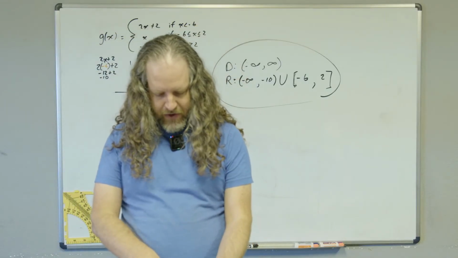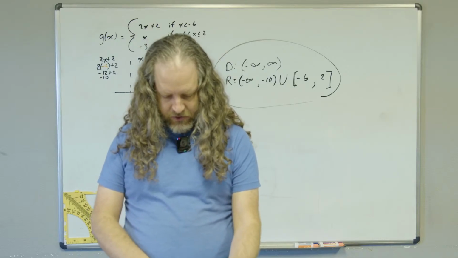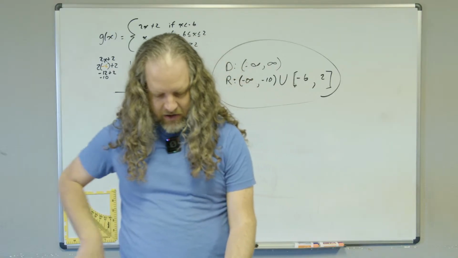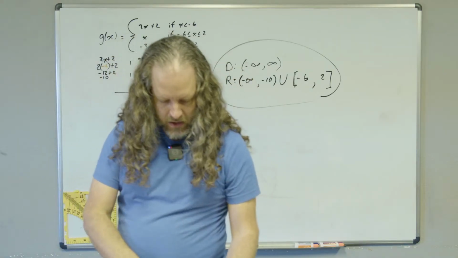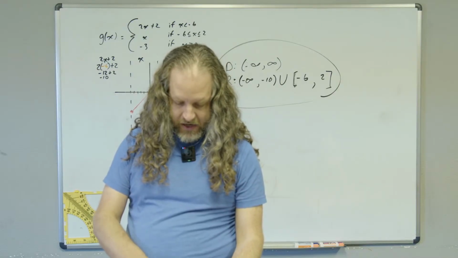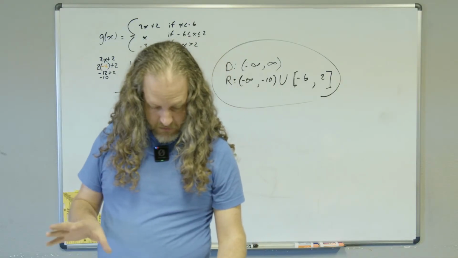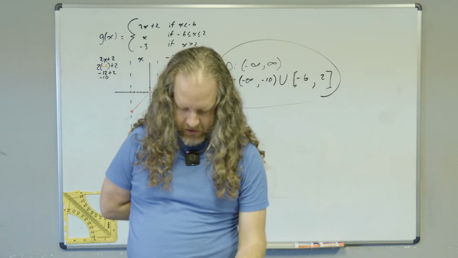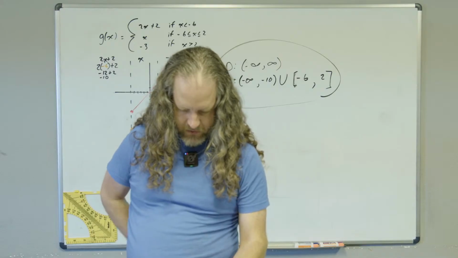24. 6 real zeros and 5 turning points, and they are 0, 6, and 2. 26. 4 real zeros, 3 turning points, and they are 0, 8, and negative 4. 28 has 8 real zeros, 7 turning points, and it has no real zeros. 30 is 5 real zeros and 4 turning points, and they're 0, 5, and negative 3.